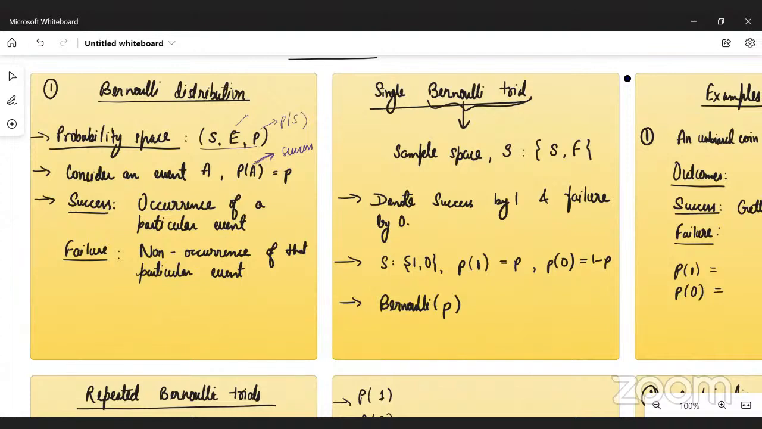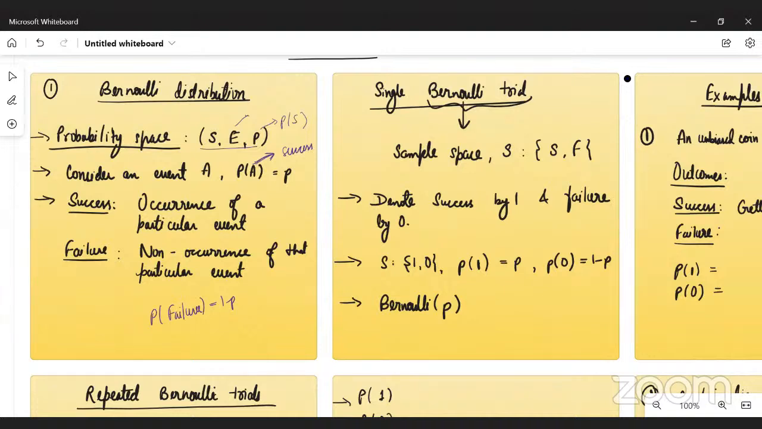So if the probability of success is given by p, then what is the probability of failure going to be? 1 minus p, right? So there are two different terms: one is single Bernoulli trial and the other is repeated Bernoulli trials. In a single Bernoulli trial, you have a sample space and you just have one trial, like you perform an experiment just once, and that is a trial.